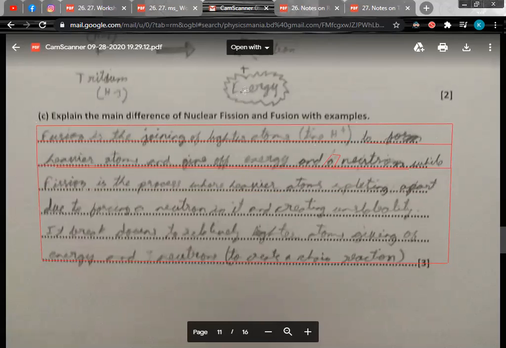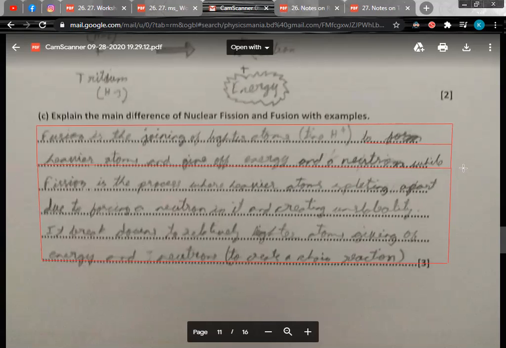Anyone you can write. Now fission is the opposite of fusion. There we are having the splitting, right? Fission is the process where heavier atoms split apart due to a force of a neutron in it, creating instability. It breaks down to a relatively lighter atom, relatively to fusion, just to explain that.